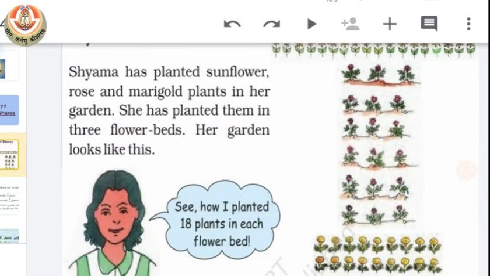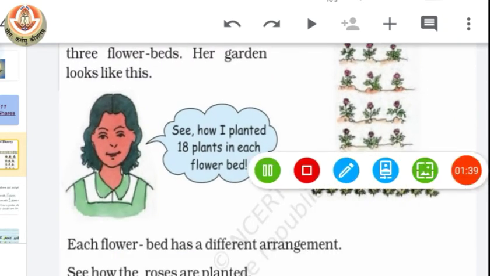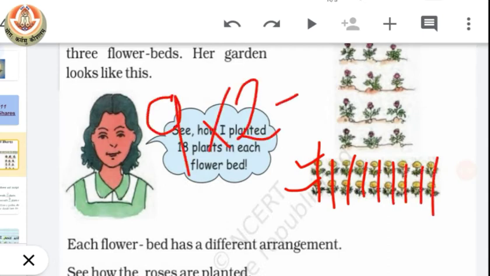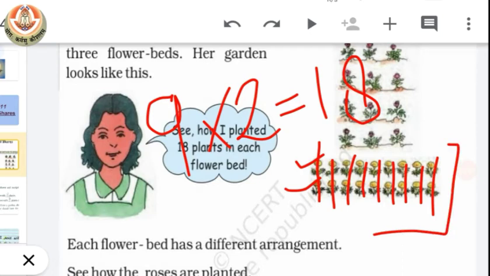Now let's see the third one. In the third flower bed there are only 2 rows, and in each row there are 1, 2, 3, 4, 5, 6, 7, 8 and 9 flowers. That means 9 into 2, which equals 18. That means there are a total of 18 flowers in the third flower bed also.